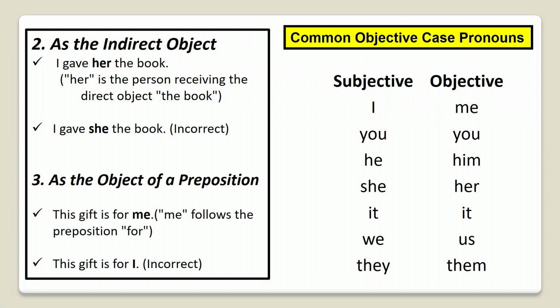These are the common objective and subjective cases. You can understand here what is given. Subjective: I, you, he, she, it, we, they. And objective cases are me, you, him, her, it, us, them. So in this way we can understand all these cases. This is all. So thank you.